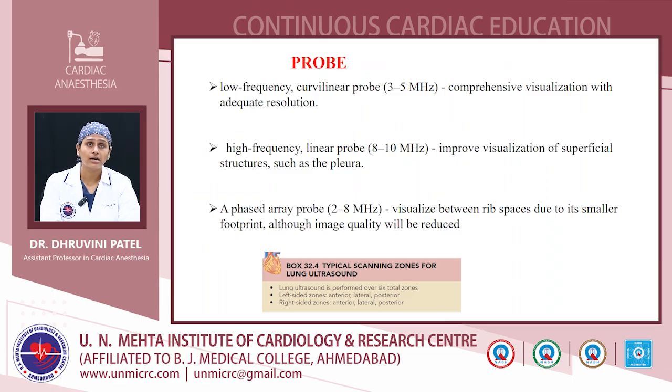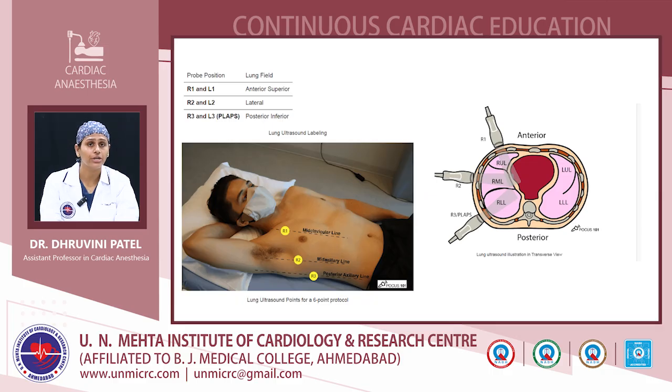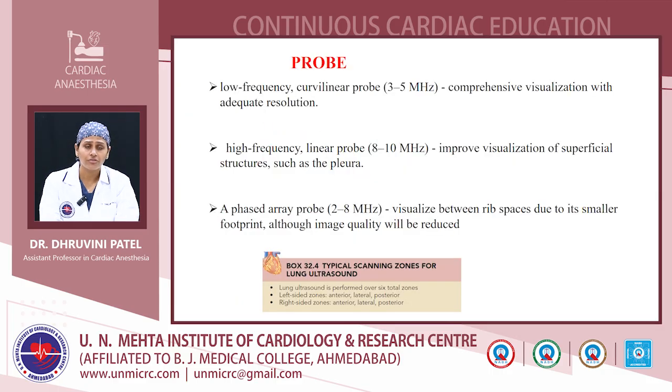Various probes used for lung ultrasound are the low frequency curvilinear probe, 3 to 5 MHz. It's used for comprehensive visualization with adequate resolution. The high frequency linear probe, 8 to 10 MHz, improves the visualization of superficial structures such as the pleura. The phased array probe, 2 to 8 MHz, is used to visualize between the rib spaces due to its smaller footprint, although image quality will be reduced.